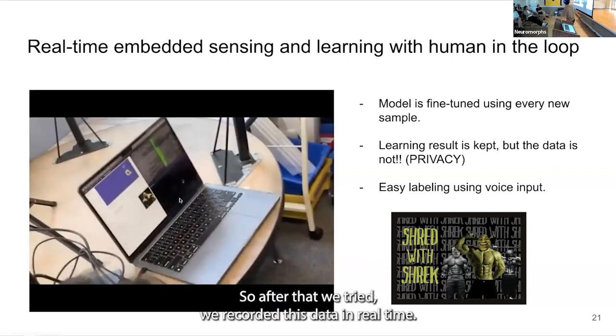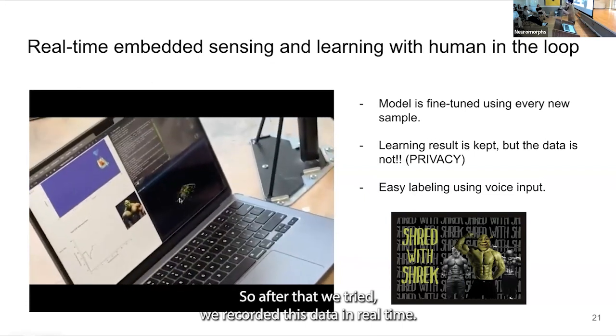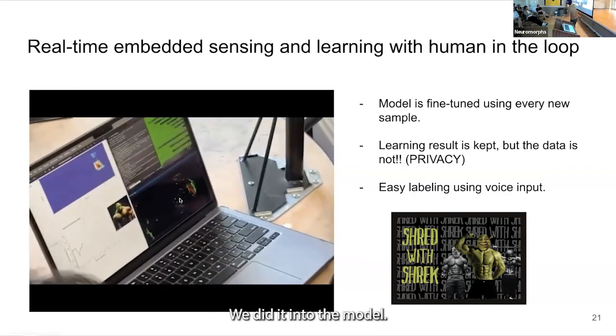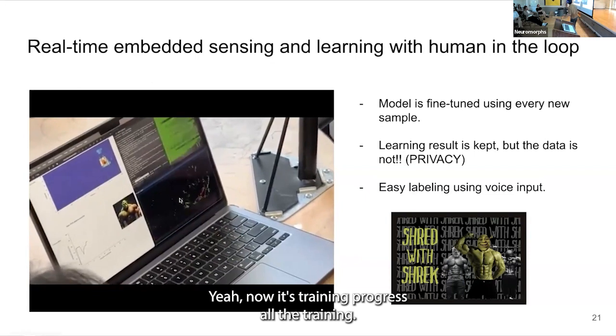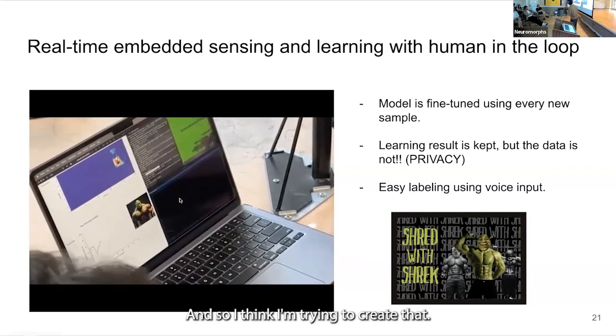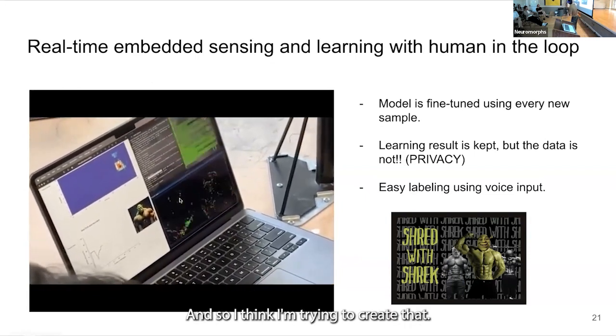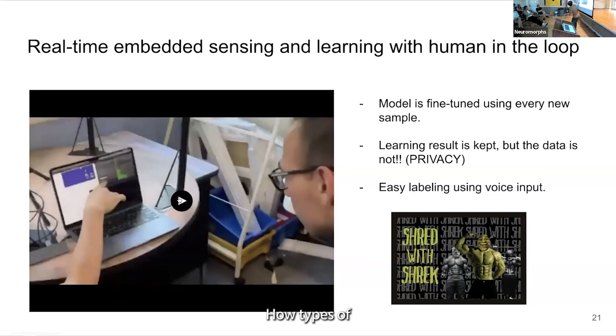So after that, we recorded his data in real time. We feed it into the model. Yeah, now it's training. So there's a progress bar for training. And so I think I'm trying to print the testing accuracy on a pre-recorded data set. Wait, so we missed the best part. So basically, let me explain it.